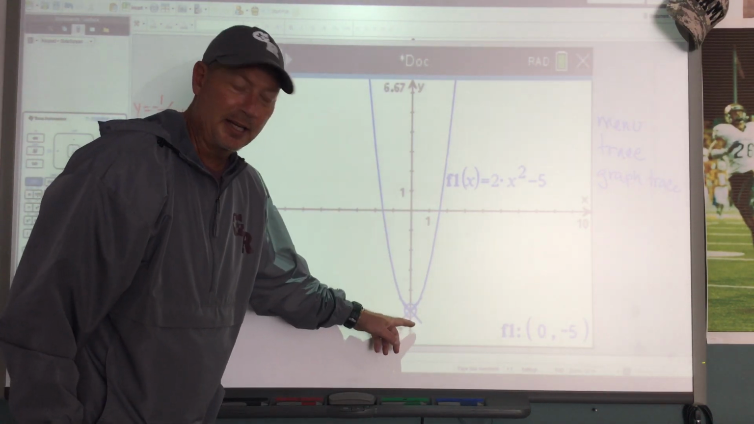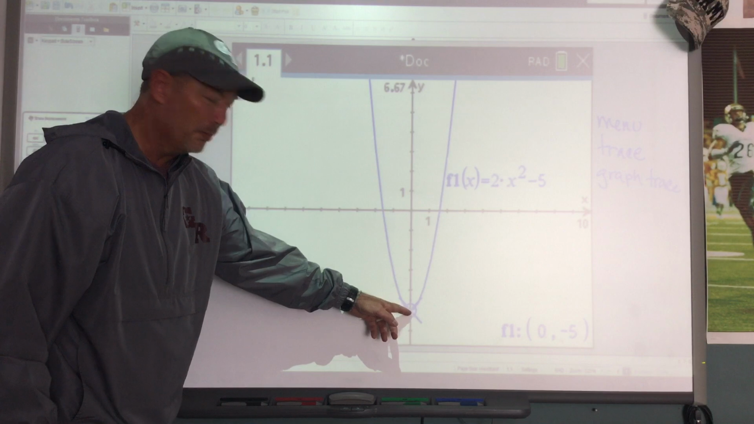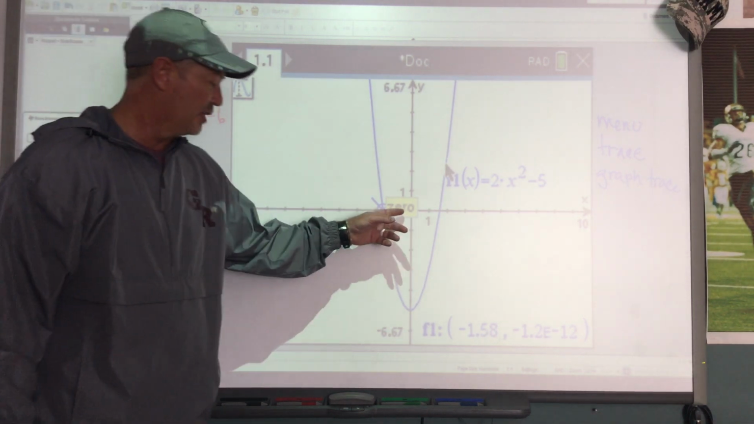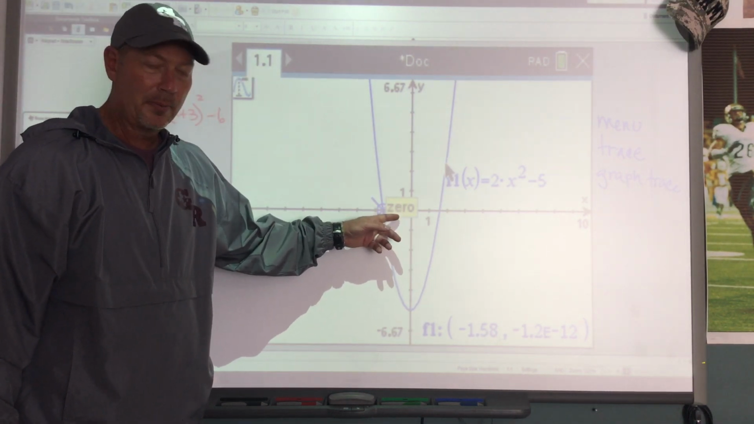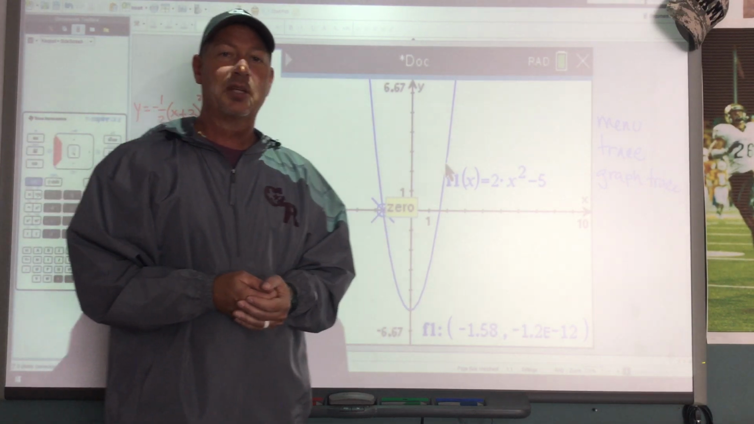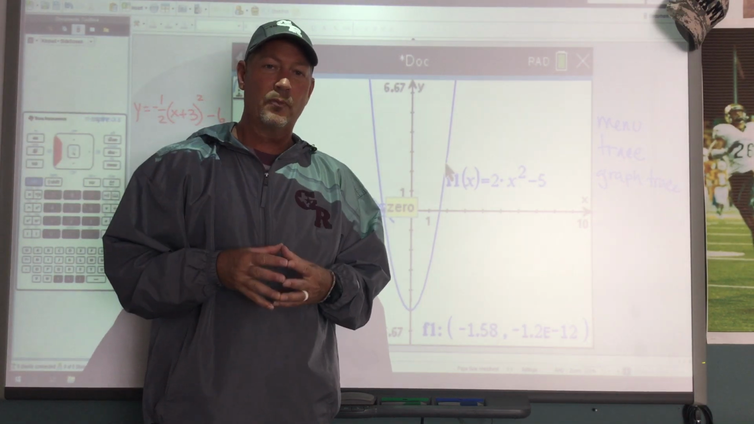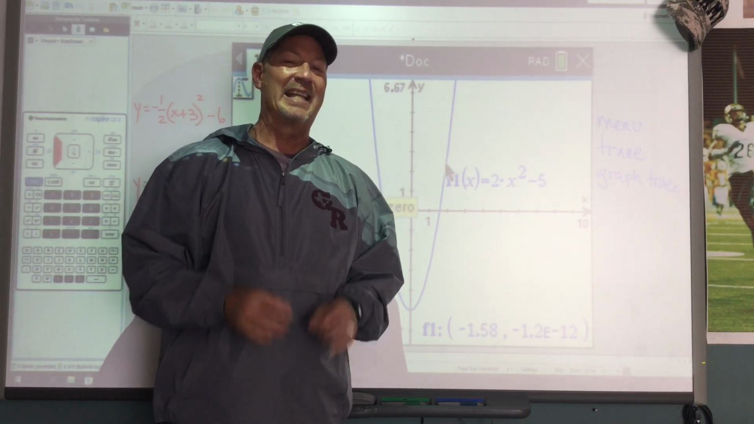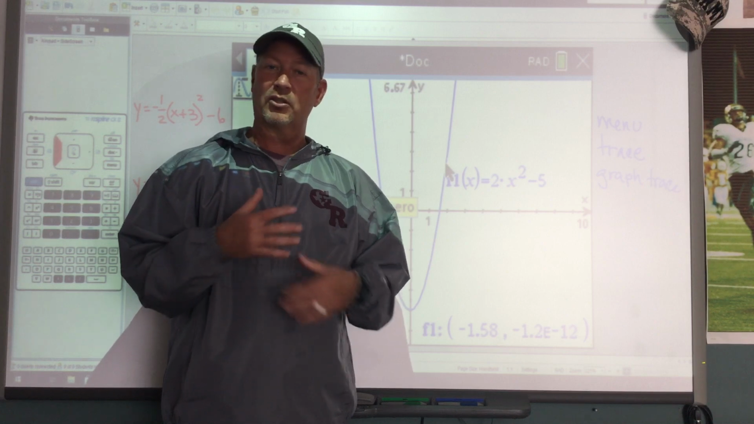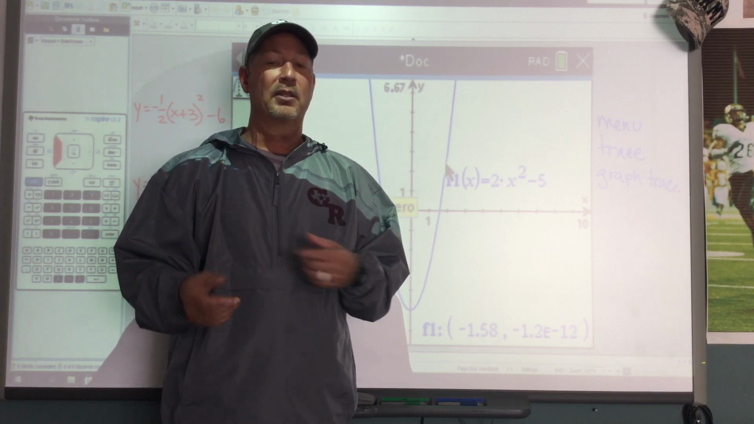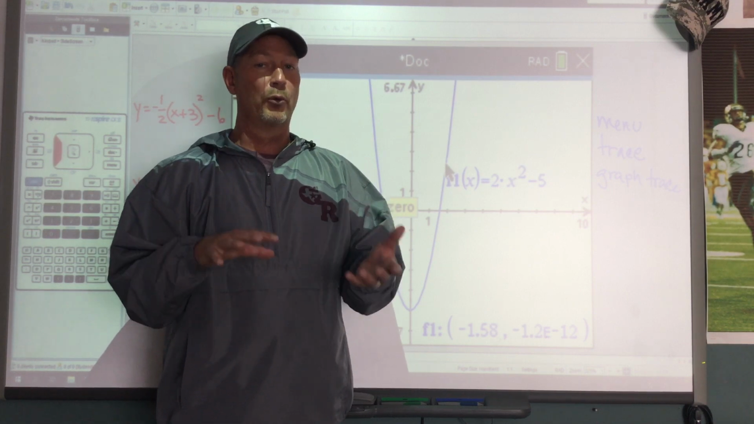Our cursor is down here. We can move the cursor by pushing our buttons. And look what it says. It says our 0. This is our 0. And that's where it touches the x-axis. The x-intercept is also known as a 0. It's also known as a solution. It's also known as a root. In second semester, you will hear us use all those terms. What's the x-intercept known as? A 0, a solution, or a root.